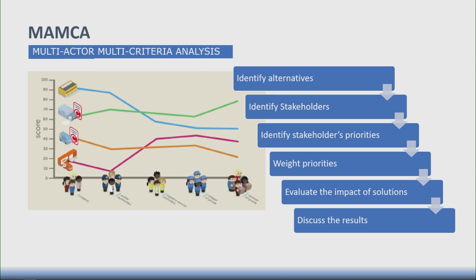The MAMCA tool can be divided into 6 main steps. The first one, identifying alternatives. The second, identifying the stakeholders. The third one, identifying stakeholders' priorities. The fourth one, weighting the priorities identified. The fifth one, evaluating the impact of solutions. And the last one, the 6th step, is discussing the results and hopefully finding an agreement.